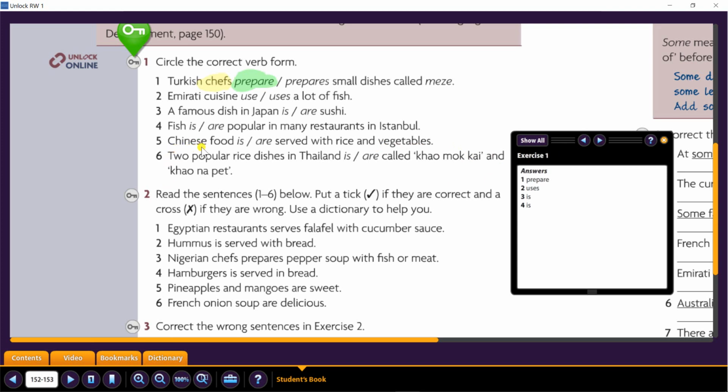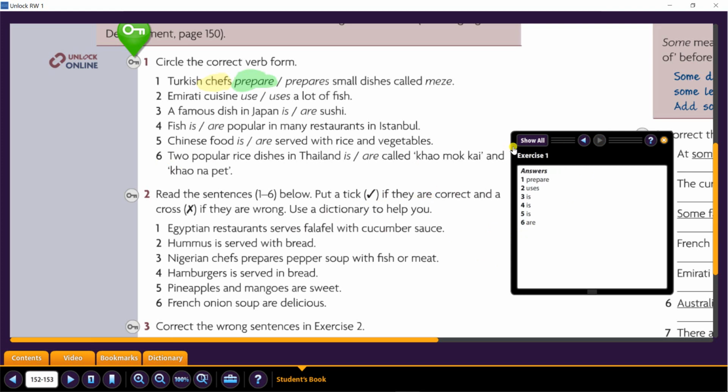Number 5, Chinese food. Food, is it singular or plural? What do you think? Can we say foods, 2 foods, 3 foods, 4 foods? No, food is an uncountable noun. So food is served with rice and vegetables, Chinese food. Number 6, 2 popular rice dishes in Thailand, is or are. Since here we have 2, so immediately are.